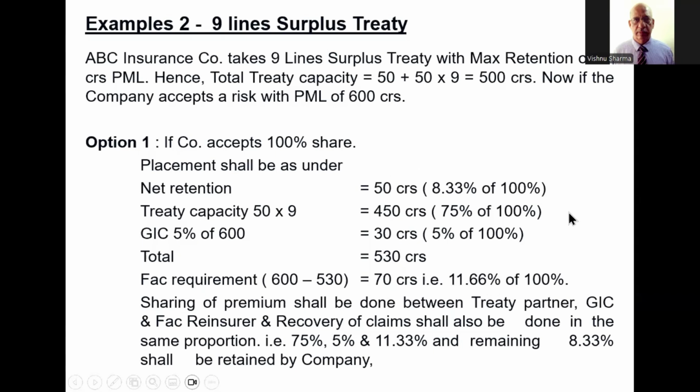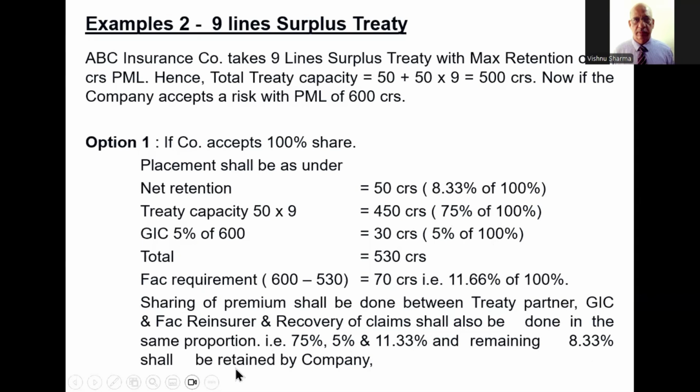Now you see, in case there is a claim, the premium is divided amongst them in this ratio. If the premium received is say 10 crores, out of 10 crores, 11% will go to the FAC reinsurer, 5% will go to GIC, 75%, that means 7.5 crores, will go to the treaty leader, and 8% will be retained. And if there is a claim of 50 crores, it will be shared in the same proportion. Sharing of premium will be done in the same proportion, and the recovery will also be done in the proportion of 75, 5 and 11.66%. And the remaining 8.33% shall be retained by the company.